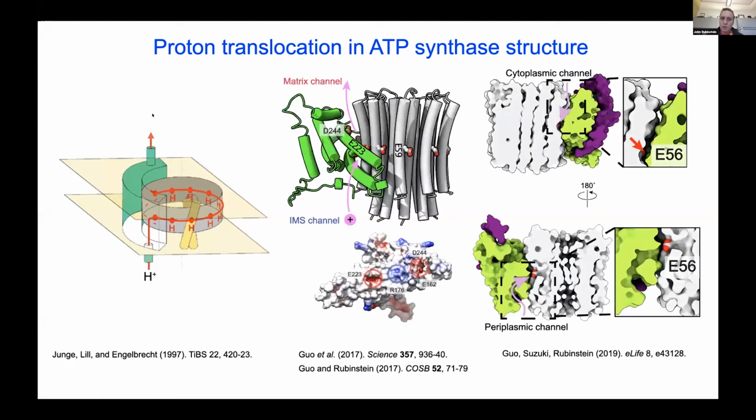So with Hui's two structures, first from the eukaryotic mitochondrion and then from the bacterium, we were able to visualize the interaction of the ring with the green subunit and also visualize the path of protons where it goes through halfway across the lipid bilayer in order to bind to these acidic residues, and basically showed that Junge and Vik were absolutely correct in their remarkable speculation about how these machines could work.